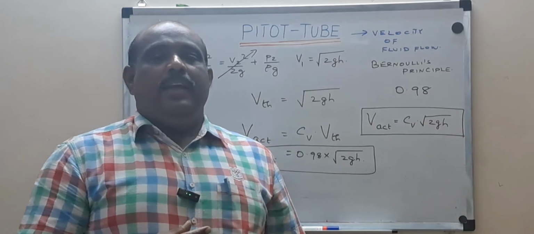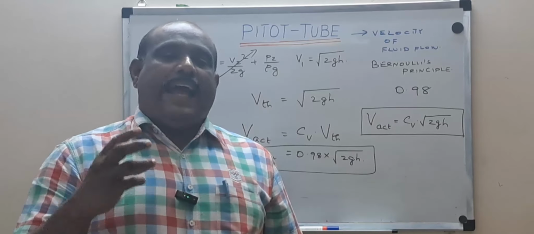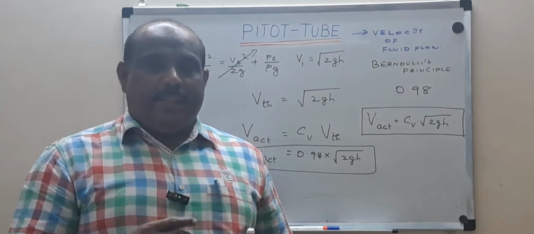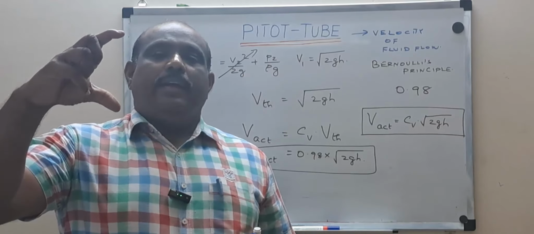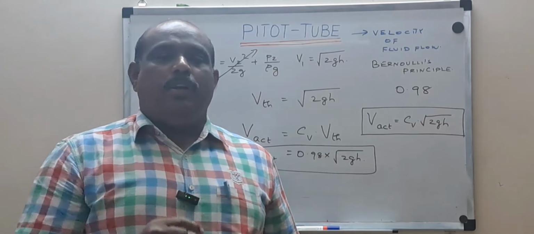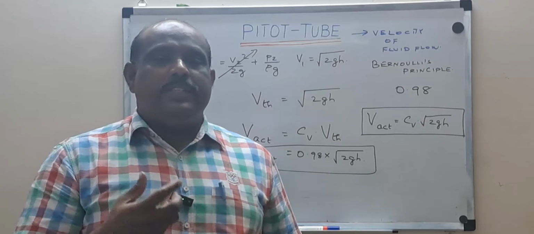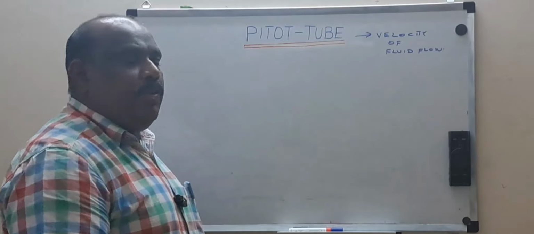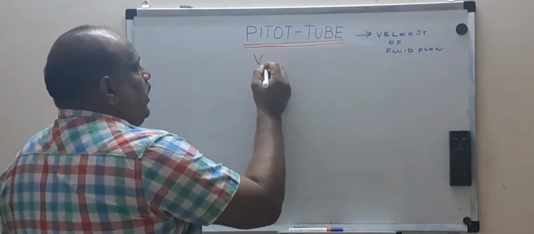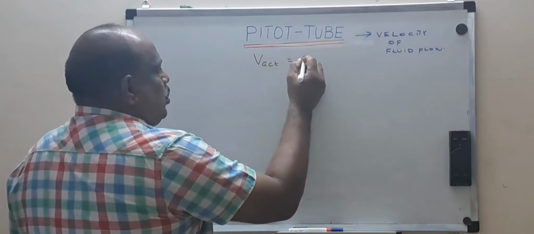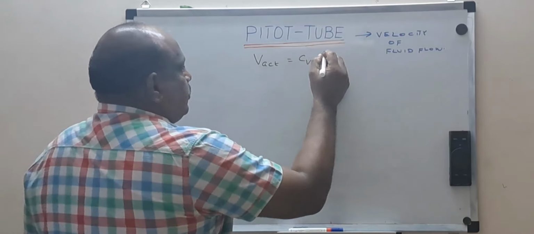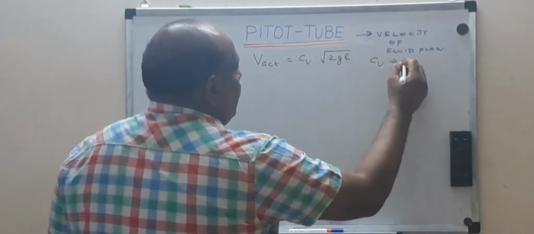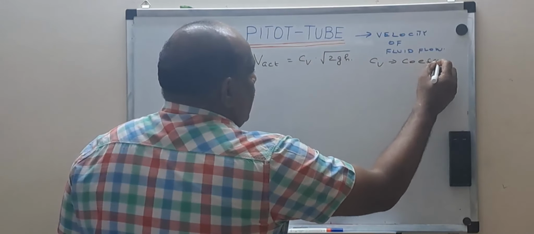Now my question is how to calculate h. Is h contributed by the dynamic pressure or the static pressure? The small h is caused by the dynamic pressure, because the static is capital H. So how are we going to do this experimentally? That is the main thing you want to see. We have derived the formula for V actual equal to Cv into square root of 2gh, where Cv is the coefficient of the Pitot tube.